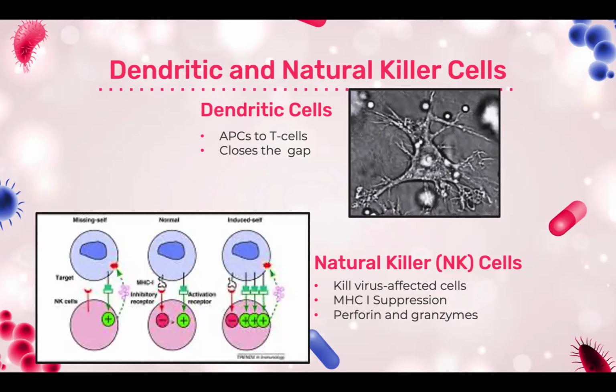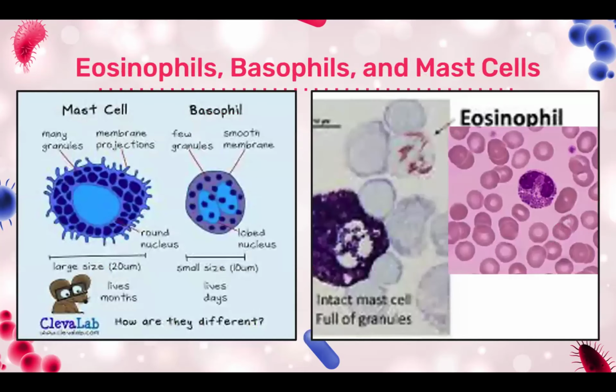Natural killer cells have a similar chemical pathway to eliminate these affected cells as cytotoxic T cells, which involves the release of perforin and granzymes. Moving on to eosinophils, basophils, and mast cells. All three of these cells share the characteristic of having cytoplasmic granules. These granules contain antimicrobial and inflammatory chemicals.